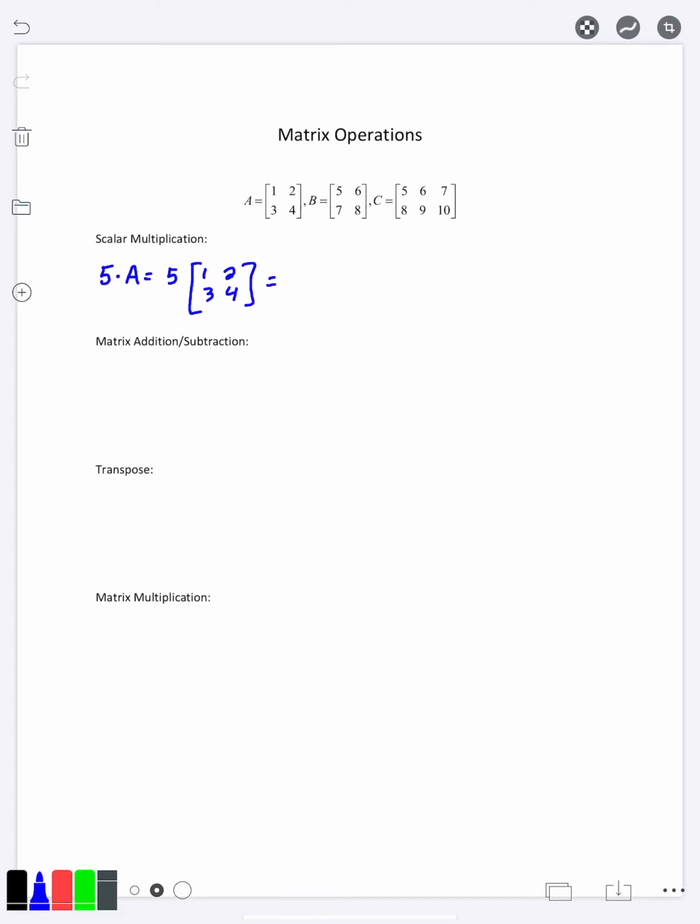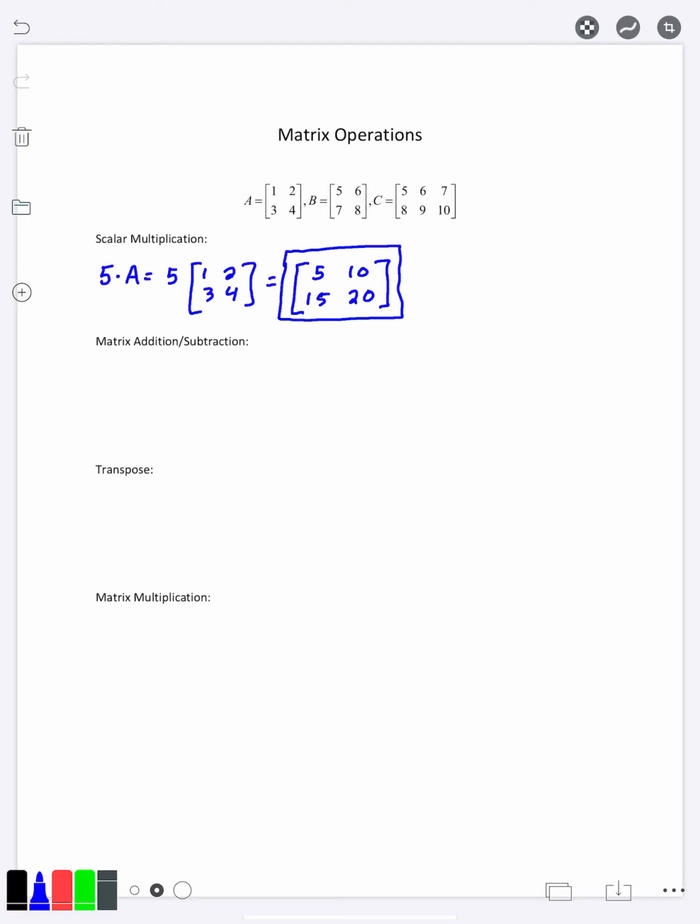And it turns out that the way you multiply a number times a matrix is exactly the way you'd expect. You just distribute that number in. So 5 times 1, 5 times 2, 5 times 3, and 5 times 4. And that would give you the answer. So scalar multiplication is pretty straightforward with regards to matrices.